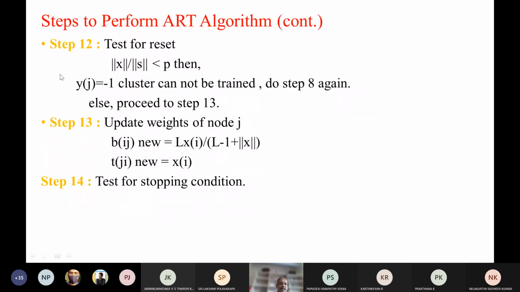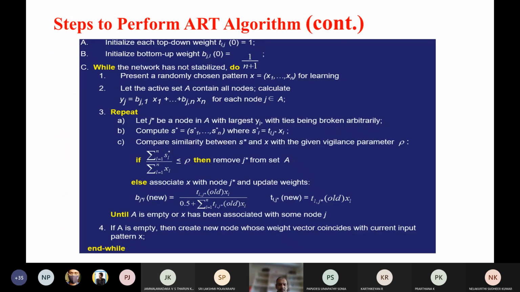Then step number 13, I need to update the weights of node j. So Bij new equals L xi divided by L minus 1 plus modulus of x. This is bottom up, and this is top down: Tji new equals xi. Then I test for the stopping condition. If it is satisfied, I stop my iteration. If it is not satisfied, I continue this process.